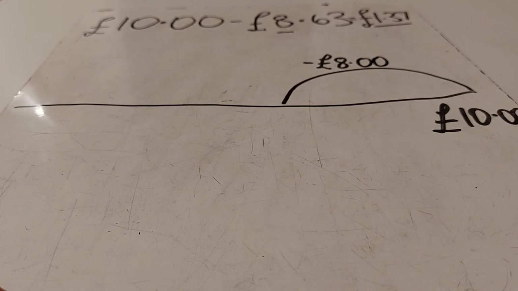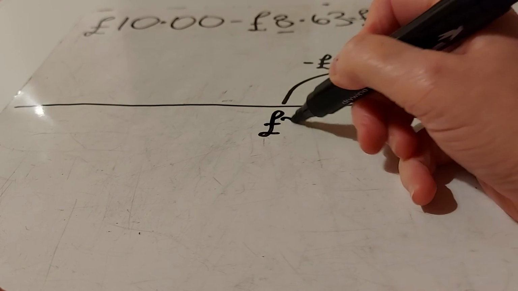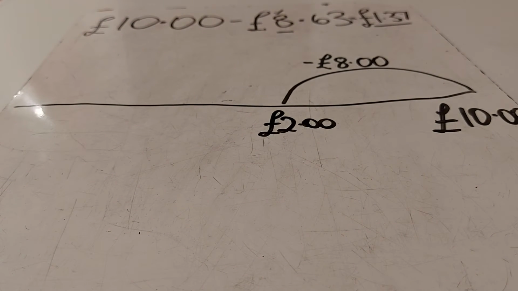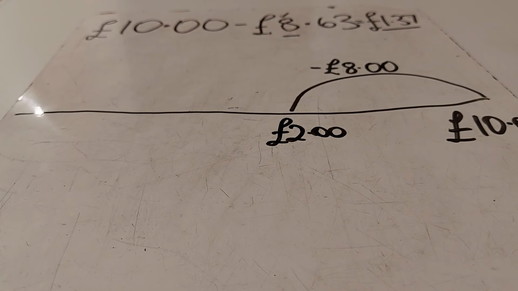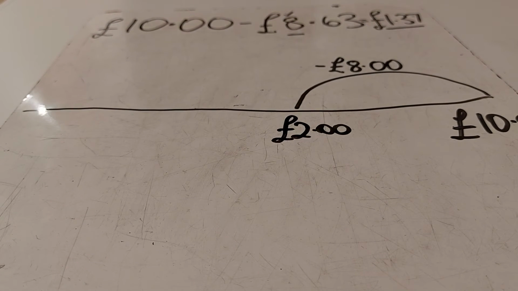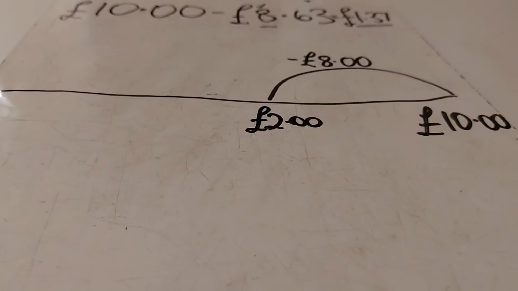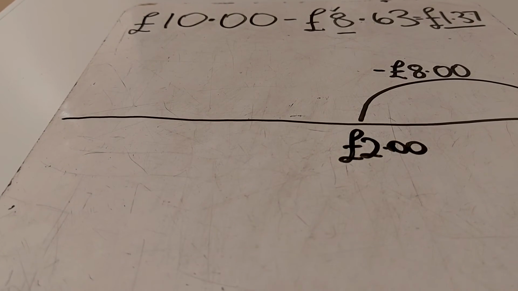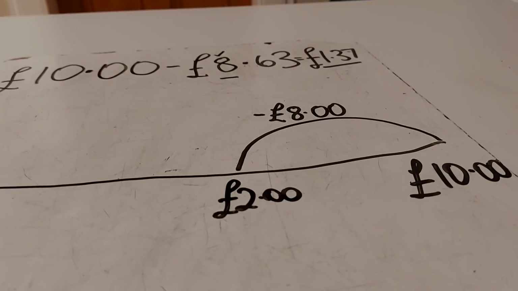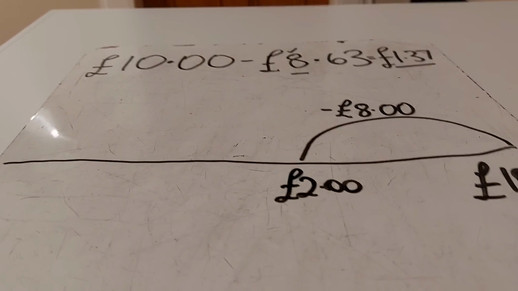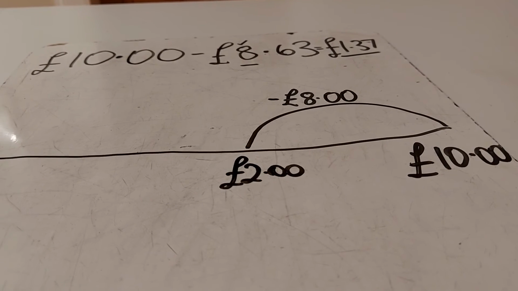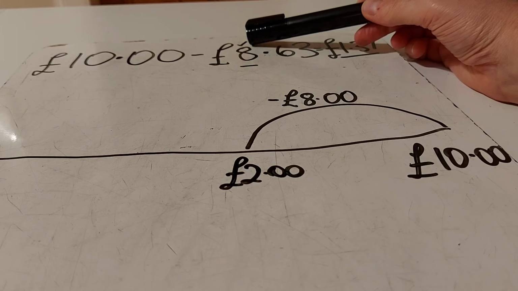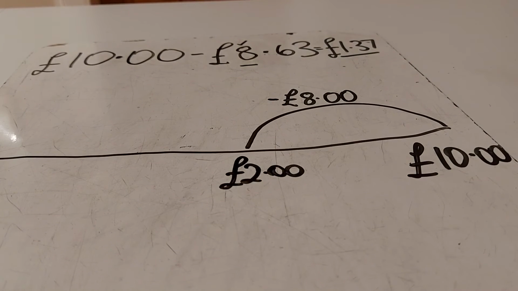And 10 take away 8 is 2. So I'm going to write that there, £2. And I'm just going to put a wee tick above the 8 at the top. Okay. I'm going to move this slightly so you can see that I've put a wee tick at the top. Just bear with me. There we go. It means that I'm remembering what I've taken away so I don't get muddled up.